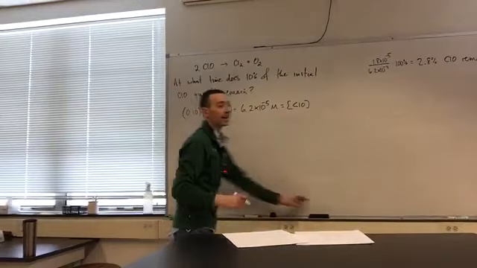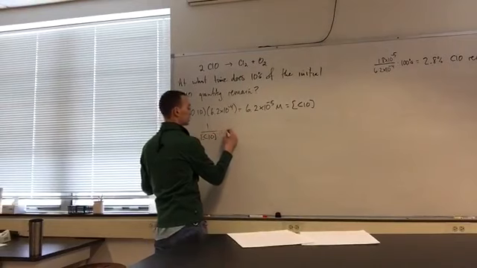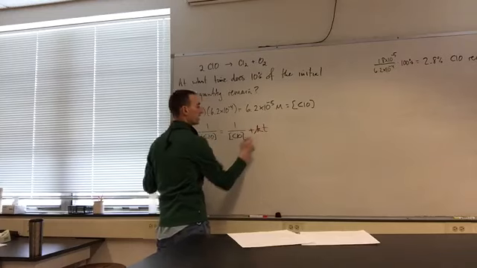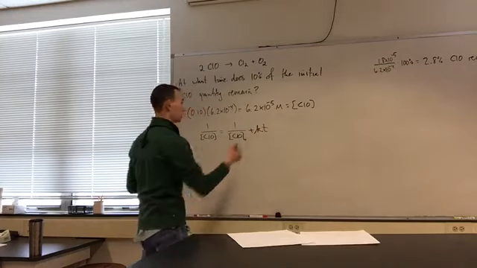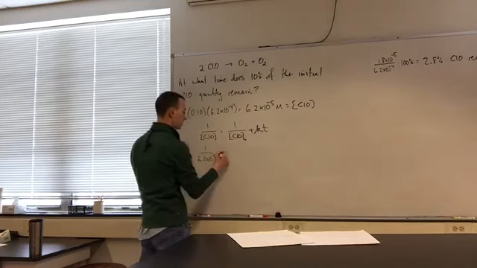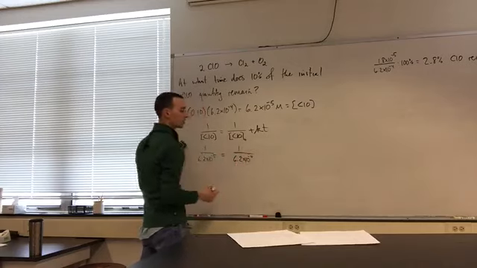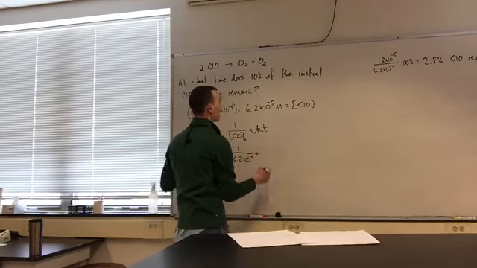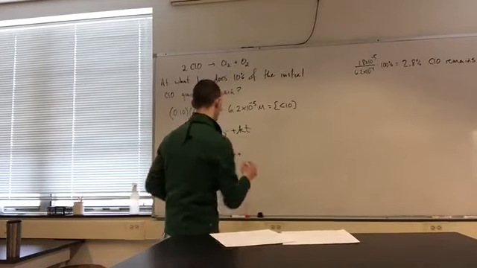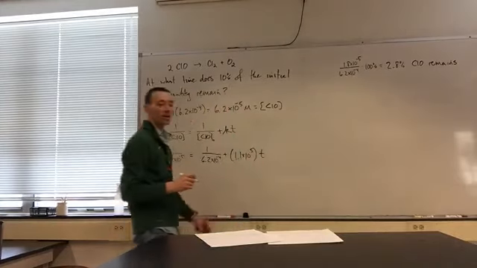Now we go to our second order integrated rate law. 1 over the concentration of ClO equals 1 over the initial concentration of ClO plus kt. And we're going to just substitute 1 over 6.2 times 10 to the -5 on the left, equals 1 over 6.2 times 10 to the -4, our initial concentration, on the right, plus our rate constant that we found, 1.1 times 10 to the 5th, times t. And then t is our unknown.